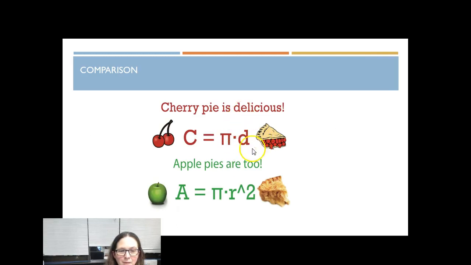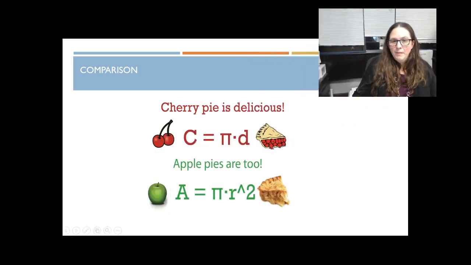And then a comparison between the two. This is a nice little graphic that I thought you guys might like. Notice there's no notebook symbol here, so you don't have to draw it in your notes if you don't want to. So it is cherry pie is delicious: circumference is pi times the diameter. And then apple pies are too: we have A for area equals pi times the radius squared. And that caret means that it's an exponent, raise it up to an exponent. That symbol there is called a caret. So that's a nice little reminder for you to remember the different formulas for circumference and also for area.